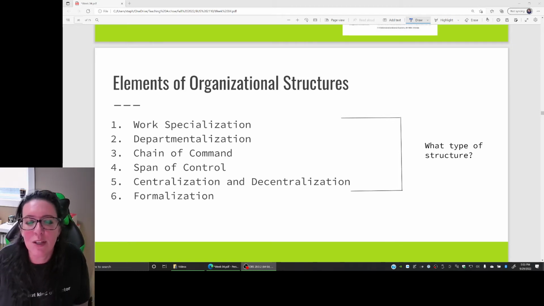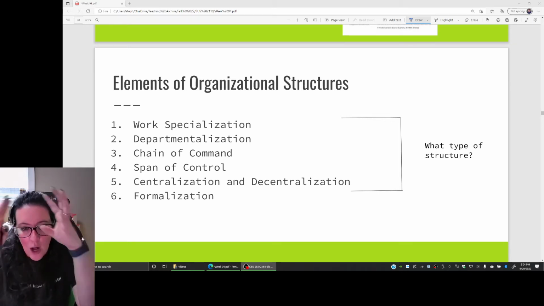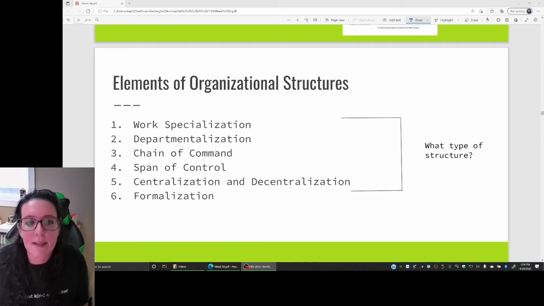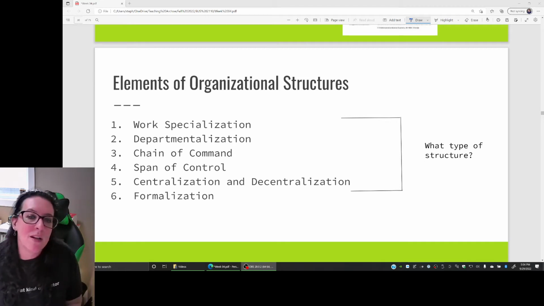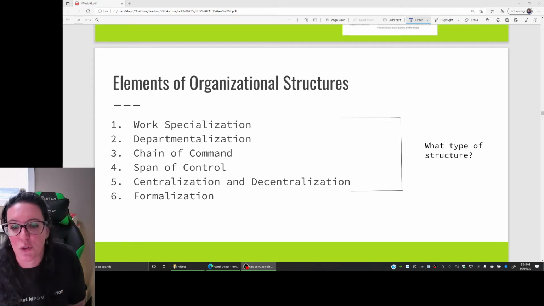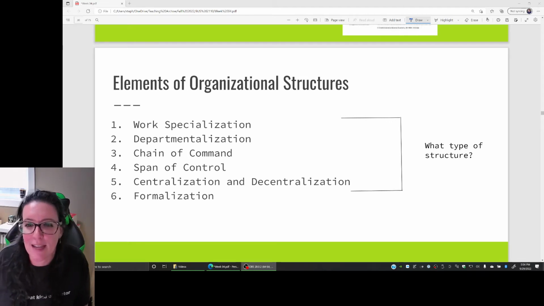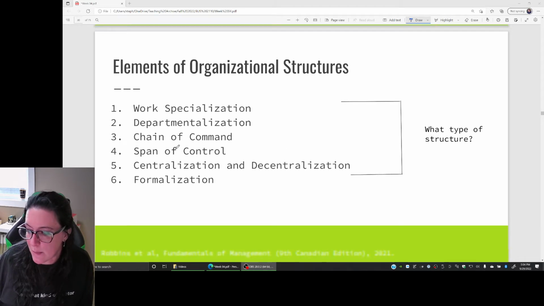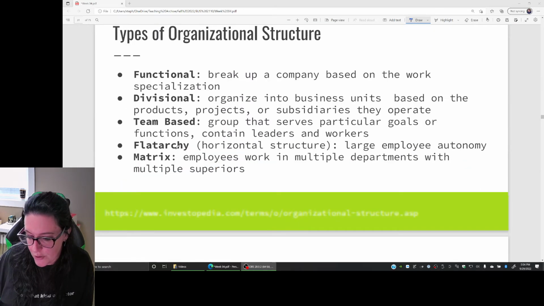And then we just looked at centralization. That is, where is the decision making? Is it concentrated at the top, or is it among the subordinates? Do we have greater employee empowerment? Before we move on to the last element of organizational structure, we can start to name different types of organizational structures based on 1 through 5 here. So let's take a look at some of those different types of structures.